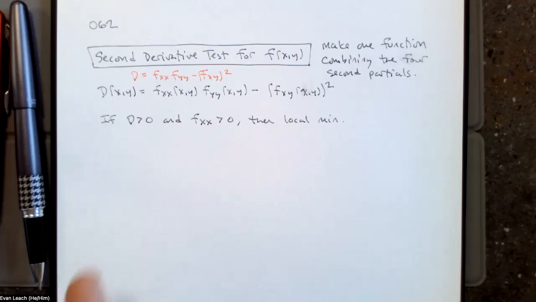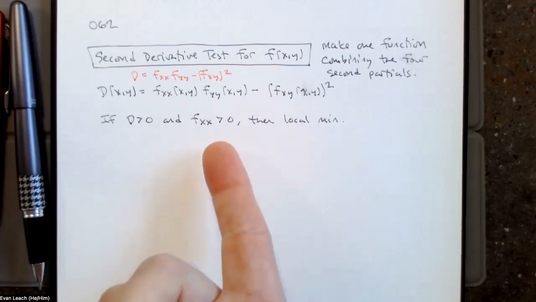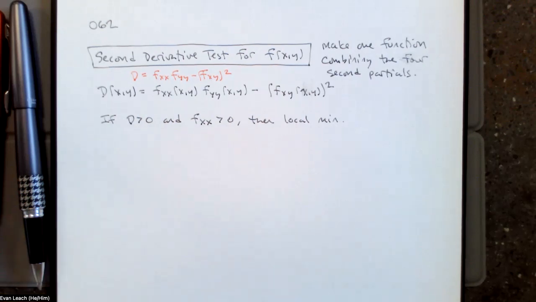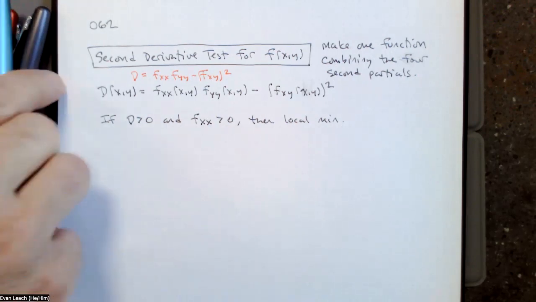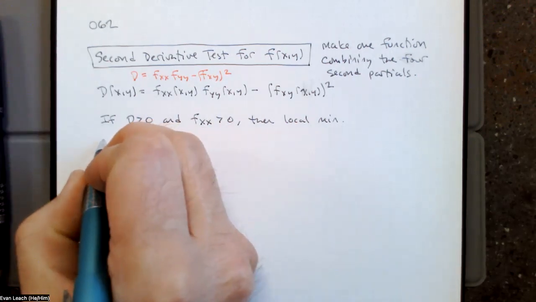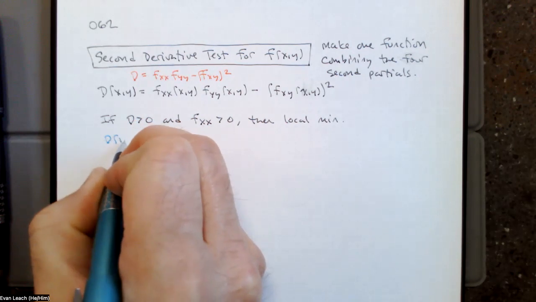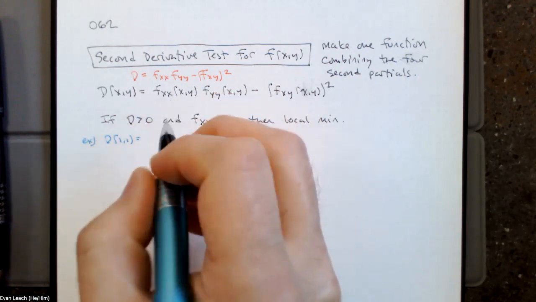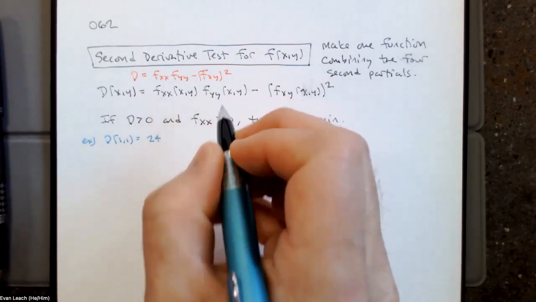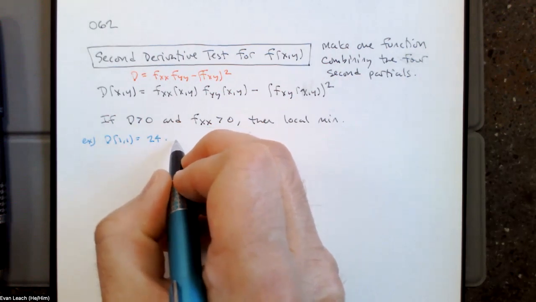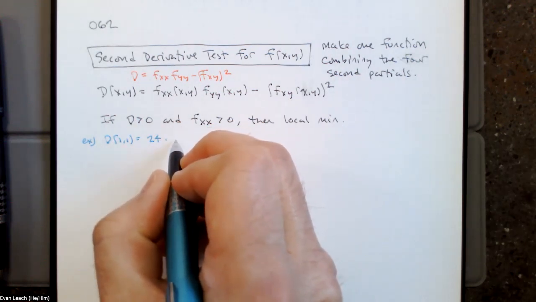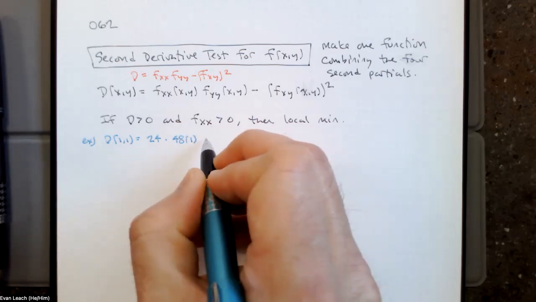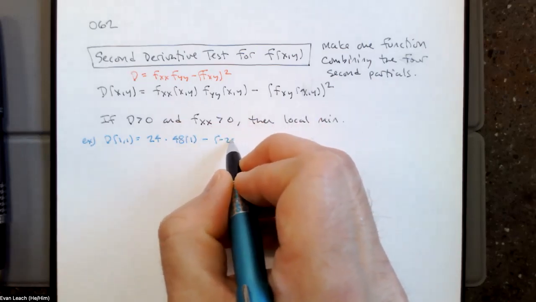I'm looking at D, which combines all four of our second partials, and then we just look at fxx. If fxx is positive, then we say local minimum. In the example that we had before, from our previous example, I'd have fxx, which is a constant 24, times fyy, which is a constant 48, minus fxy, which was negative 24, squared.